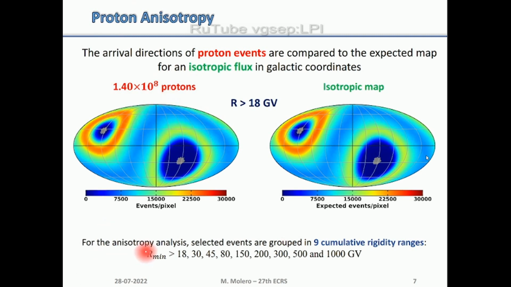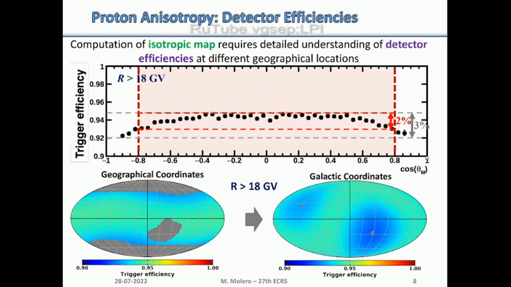For the anisotropy analysis, we divide our sample in 9 cumulative rigidity ranges which go from 18 GeV to 1 GeV. But in order to compute the anisotropies, we need to take into account the effect of the efficiencies in the reference map. As an example, I show here the most relevant efficiency, which is the trigger efficiency as a function of the magnetic latitude.